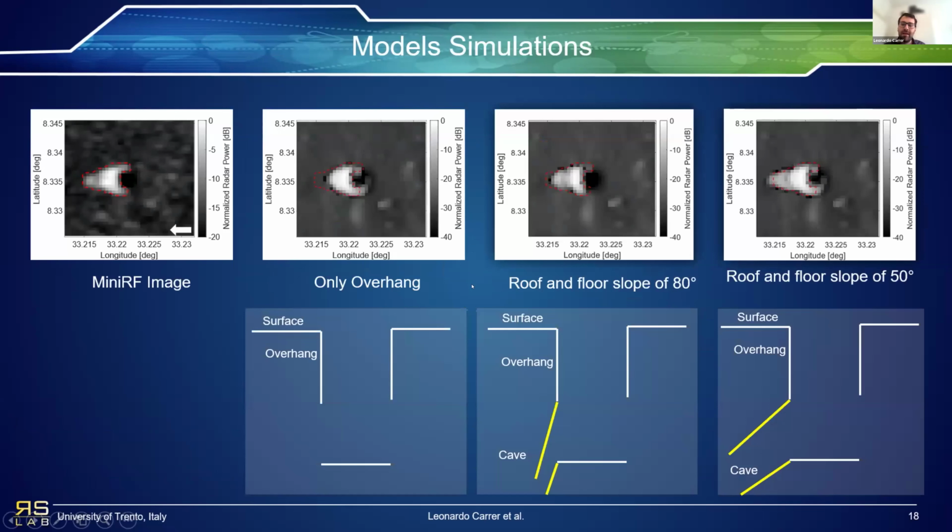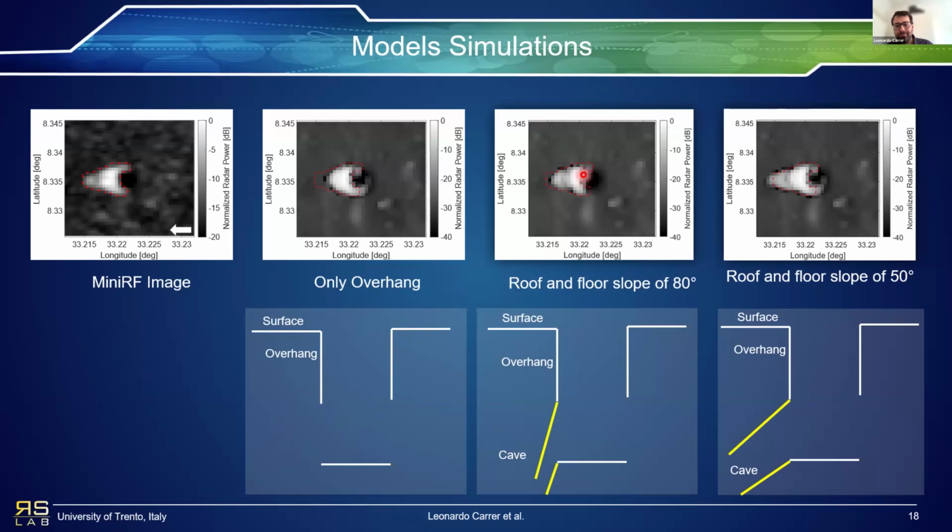And here you can see some examples of the models we explored. On the left, you can see the actual Mini-RF image acquired over the Mare Tranquillitatis pit. And here you can see the simulation that we performed by considering a model which only contained the surface and the overhang of the pit. You can see that here there is a missing part, okay? So part of the response here is missing from the simulation. What it means is that there is something more here that is reflecting power towards the radar. You have reflections from here.